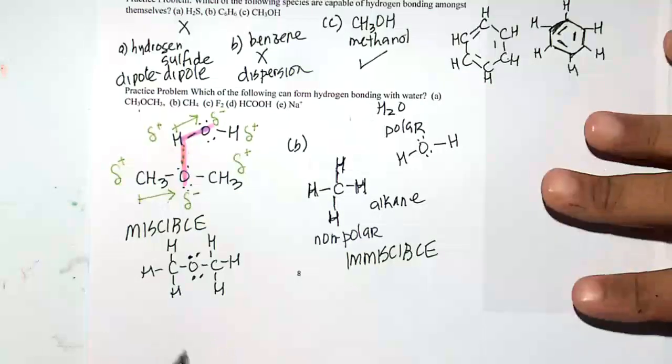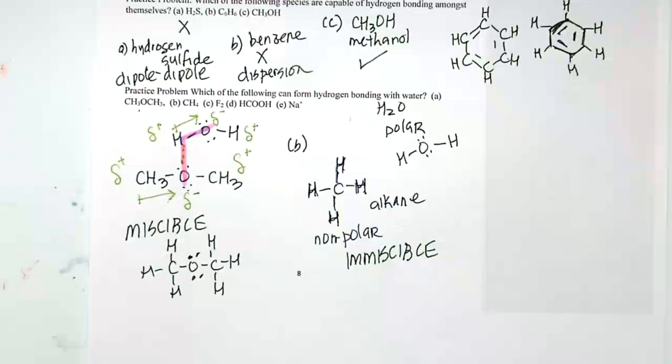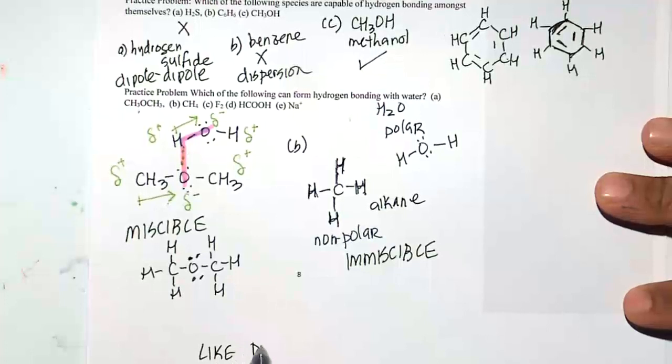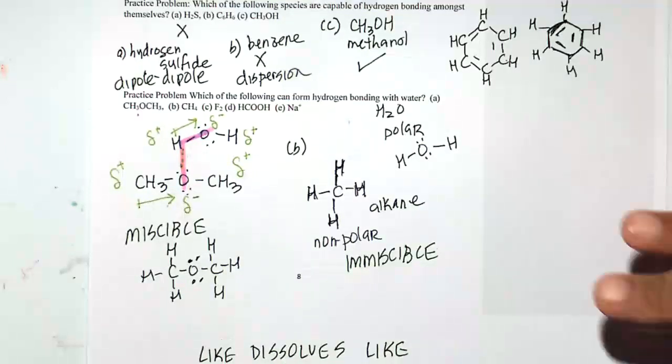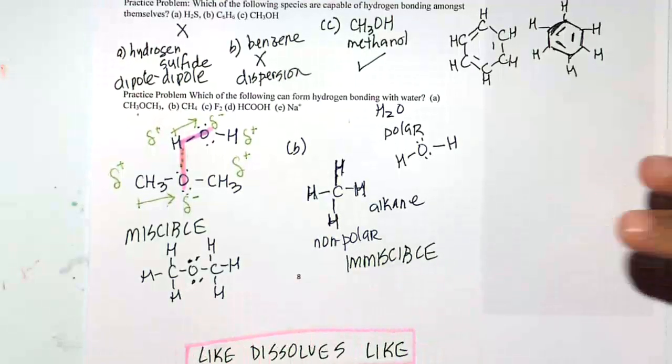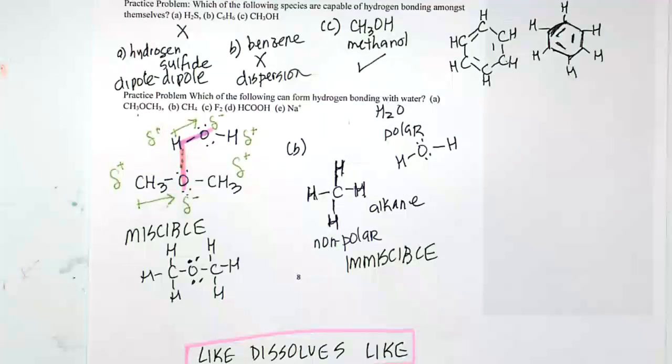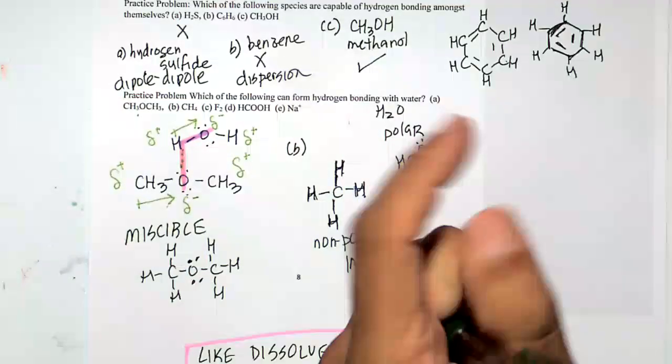So let's remember something here. I'd like for you to know these three words: like dissolves like. What does like dissolves like mean? A polar molecule will dissolve with what? Polar. A nonpolar molecule will dissolve with a nonpolar molecule. A polar molecule and a nonpolar molecule are like oil and water. Water would be the polar. The oil that we did in class the other day would be nonpolar. So they just get away from each other. They segregate.